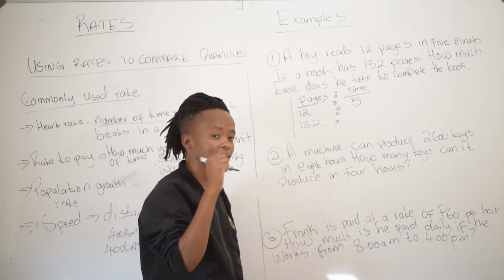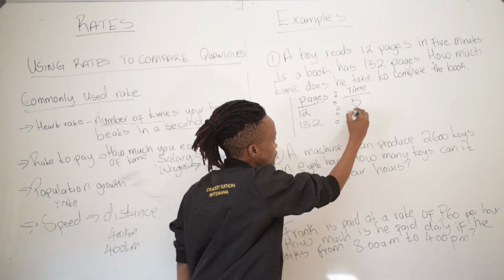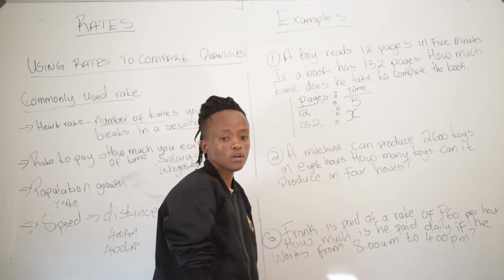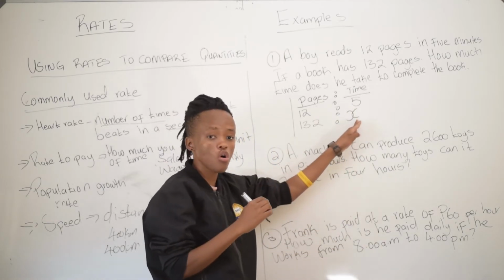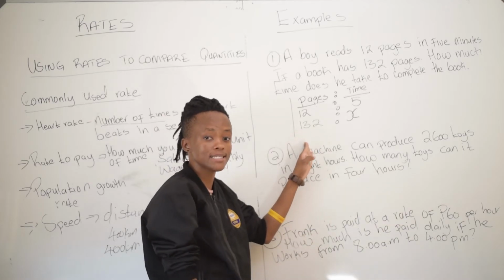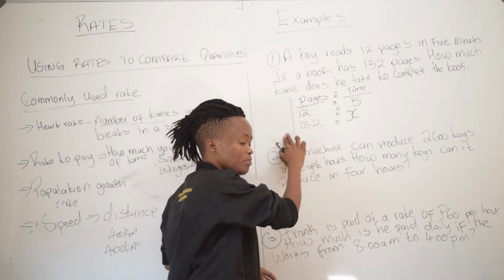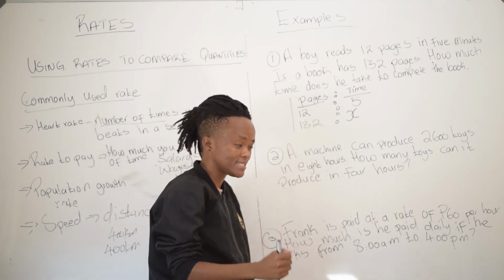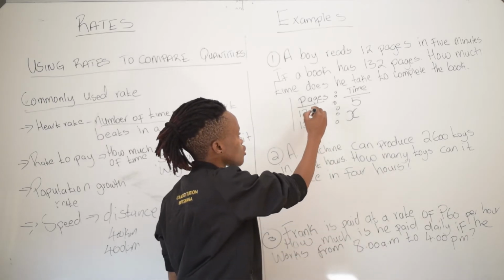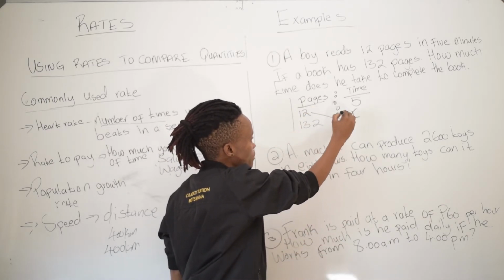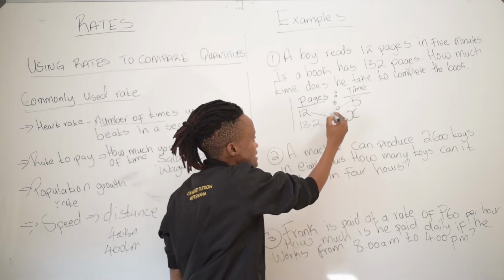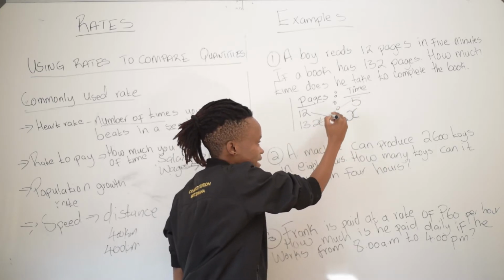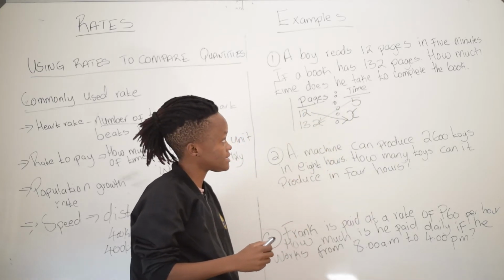So we can represent this by using the alphabet X, because you are not given what? The time. You don't know how much time the boy takes to read the 132 pages. So that's what we have to find. So what do we do? We cross multiply. This will multiply this and this will multiply this. So this is the easier way of finding the answer.